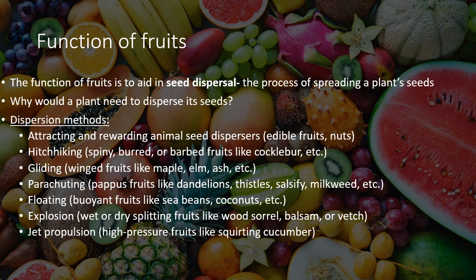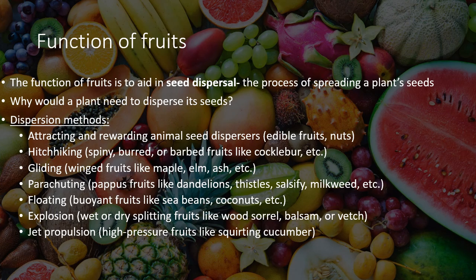Many fruits have a parachute called a pappus. We're going to see those in dandelions and thistles and other species such as salsify or milkweed. By having a tuft of hairs, that fruit can catch the wind and be blown away to new places.